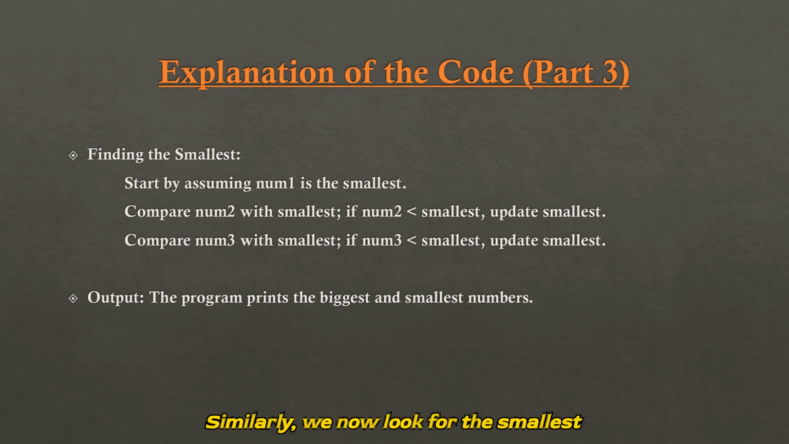Similarly, we now look for the smallest number. Just like with the largest number, we start by assuming that num1 is the smallest. We then compare num2 and num3 with num1. If either num2 or num3 is smaller than num1, we update the smallest variable accordingly. After all comparisons, we print both the largest and smallest numbers. This simple flow ensures that we have correctly identified the largest and smallest numbers.